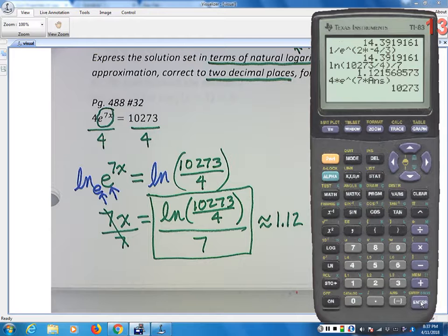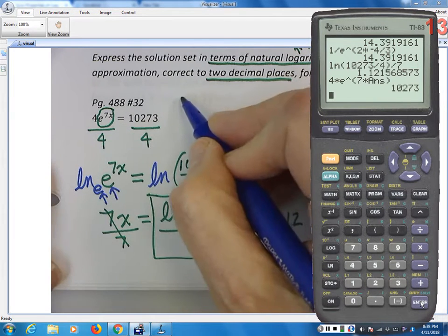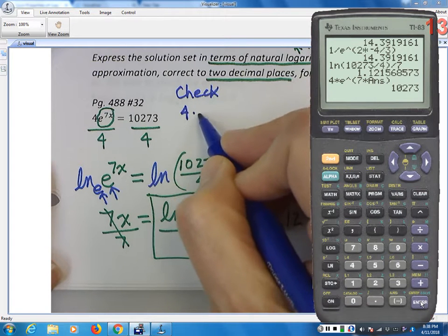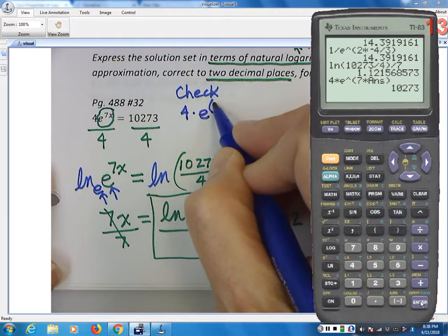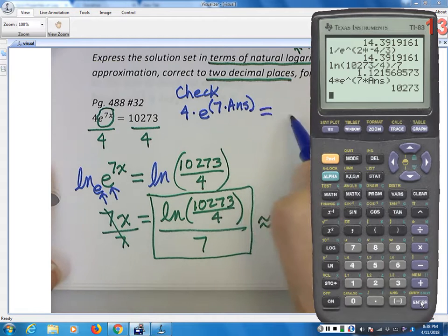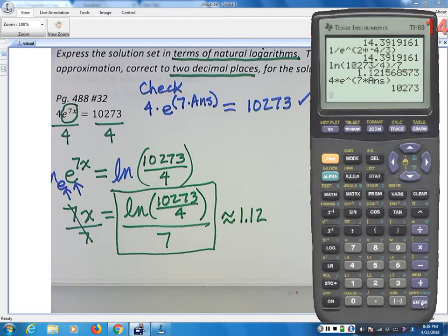Did you guys get how I did that? So I typed in my calculator the left side of this equation. This is my check. I did 4 times e to the 7 times answer. And I got that it was 10,273. Does anybody need to see, do you know where second answer is in the calculator? Second answer. It'll just give you the previous answer.